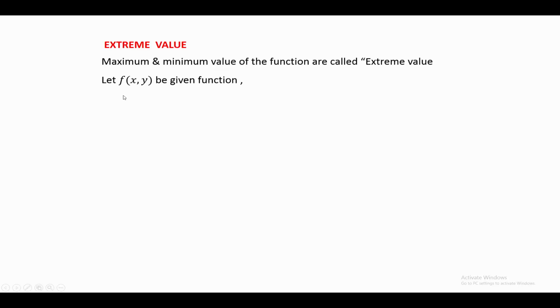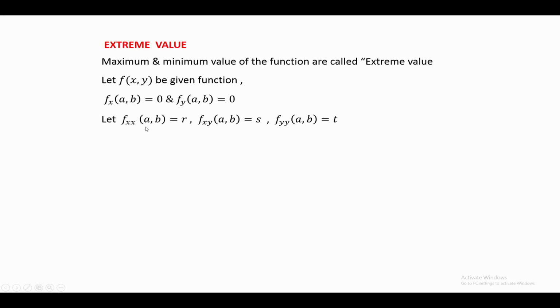We know the method to find extreme values. Extreme values, the maximum and minimum values of a function, are called extreme values. Let f(x,y) be a given function. Then first take fx = 0, fy = 0 and find out the point (a,b). This point (a,b) is called a stationary point or critical point.